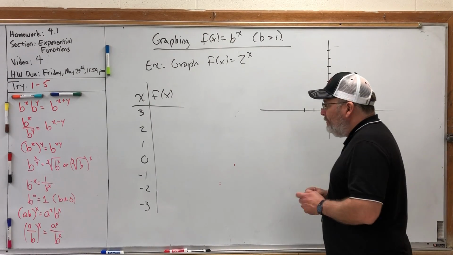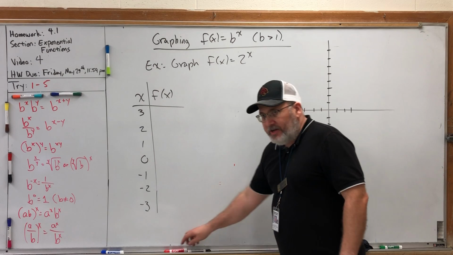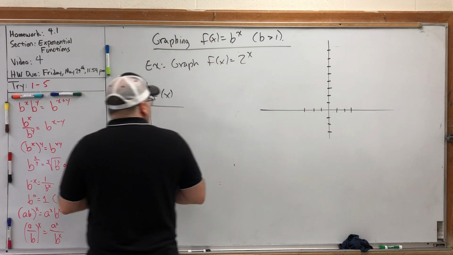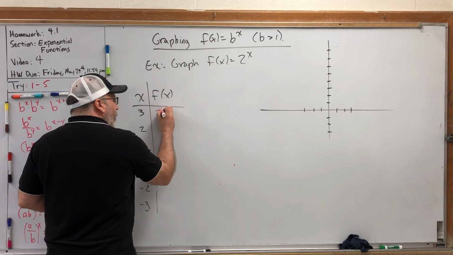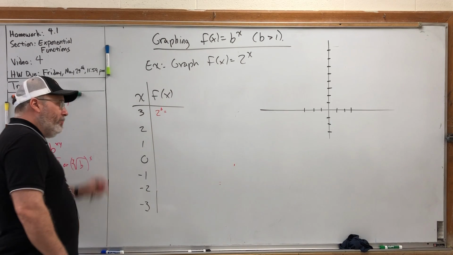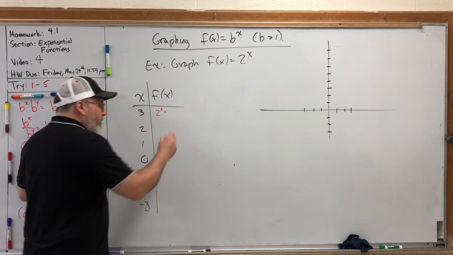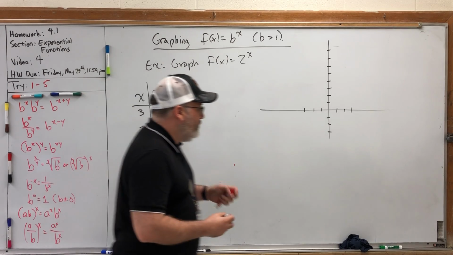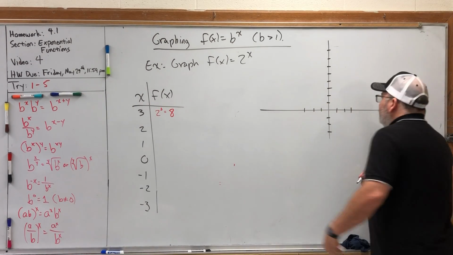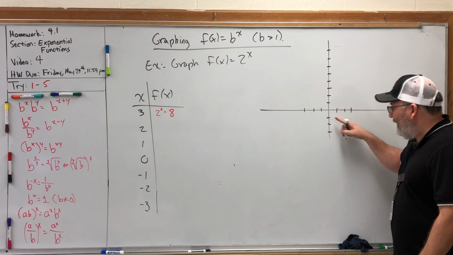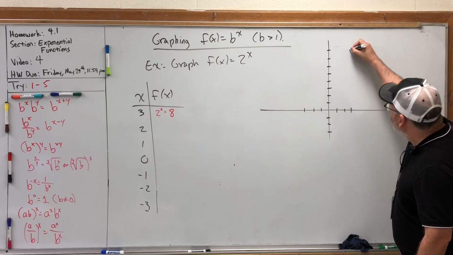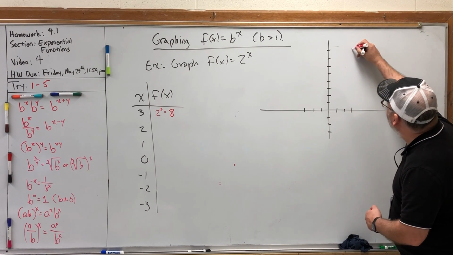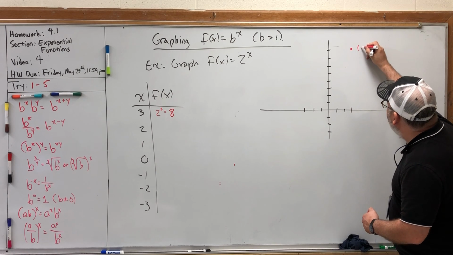Okay, so let's input 3 into this function and see what we get. If we put 3 in for the exponent, we get 2 to the third power. That's small enough we don't need a calculator, but you're welcome to use one, and you would get 8. So one ordered pair on this graph would be 3, 8. Over 3 and up 8. Let's put a red dot up there. So there's 3, 8.